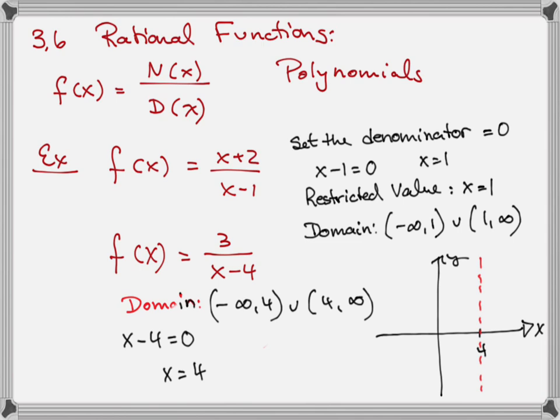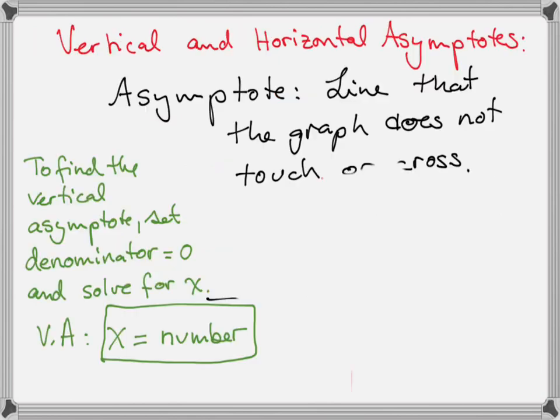I cannot have a point where x is equal to 4 because it's not defined. So whatever we're graphing has to either shoot up here or go down the other way. We're going to graph some in a minute. What I'm trying to say is that the restricted value is also the VA, which is called the vertical asymptote. So an asymptote is a line that the graph does not touch nor cross. If you touch the line, you really cross the line.